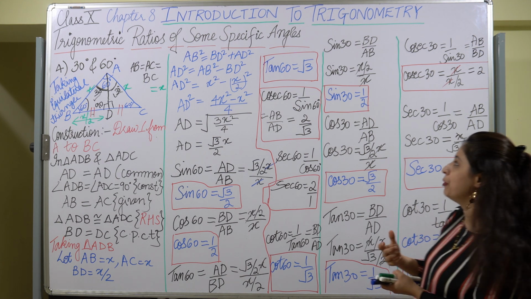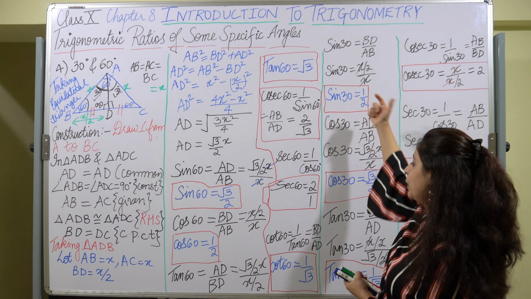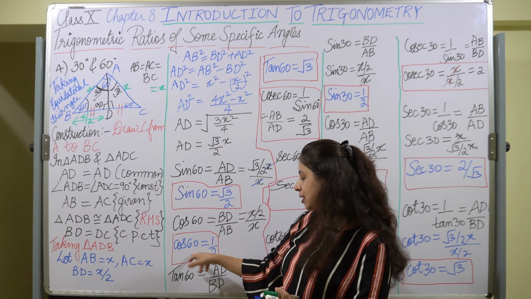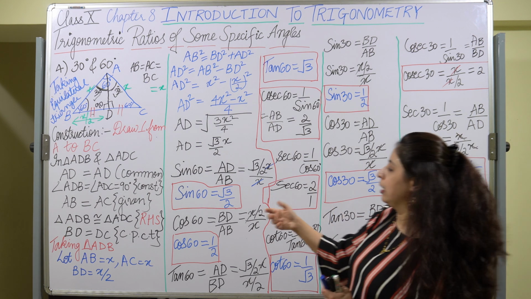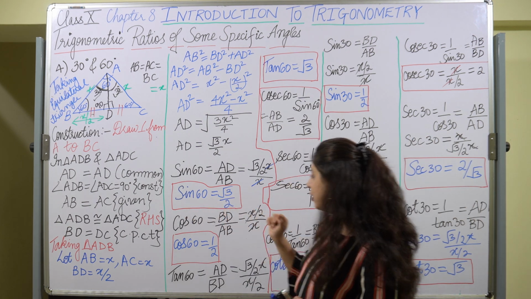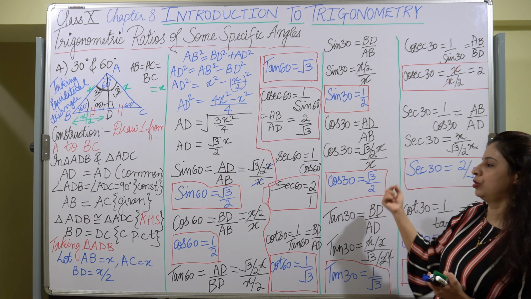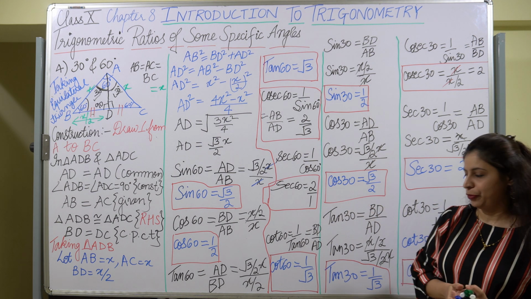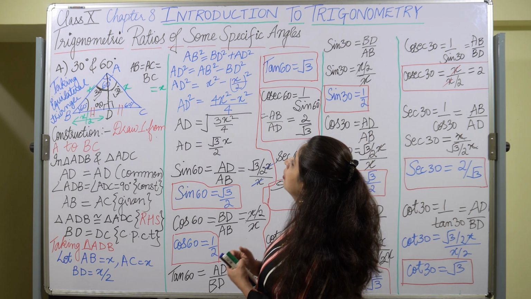Now for remembrance, you can remember like this, that sine 30 is 1 by 2 and cos 60 is 1 by 2, 30 and 60 for the remembrance. Then sine 60 is root 3 by 2, but cos 30 is root 3 by 2. It is for the remembrance. Okay, so these were all the values for the 30 degrees and 60 degrees.